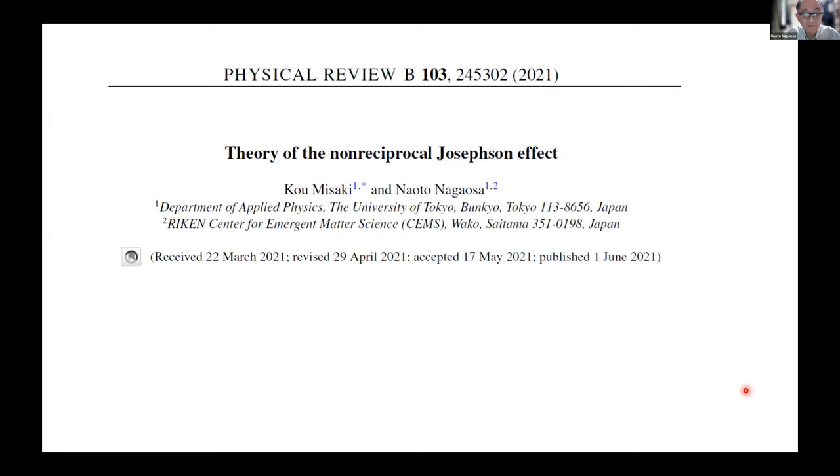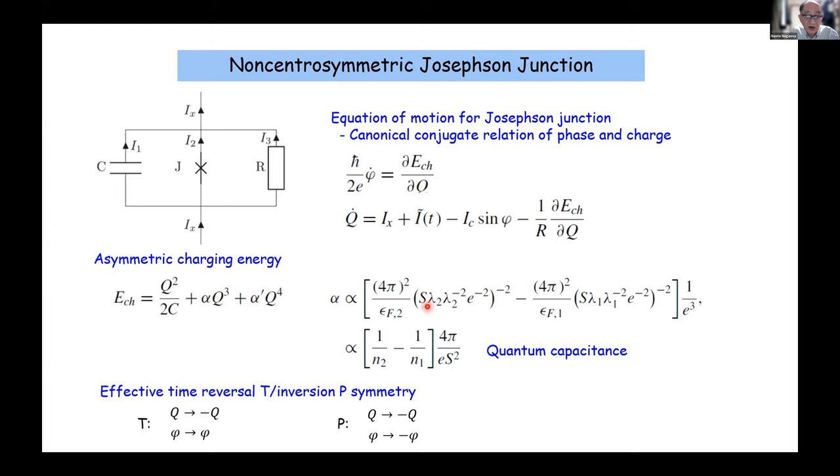Okay, with the last one minute, I would like to briefly mention the Josephson effect without time reversal symmetry breaking. The idea is that once you have so-called quantum capacitance, you have a cubic term of the charging energy, right? The charge is actually the canonical conjugate to the phase of the order parameter, right? So this Q is more like a momentum and phi is a coordinate. So I can define the effective time reversal and inversion symmetry. And then for the time reversal symmetry, Q goes to minus Q because P goes to minus P, right? And then you break the time reversal symmetry and also the parity symmetry.